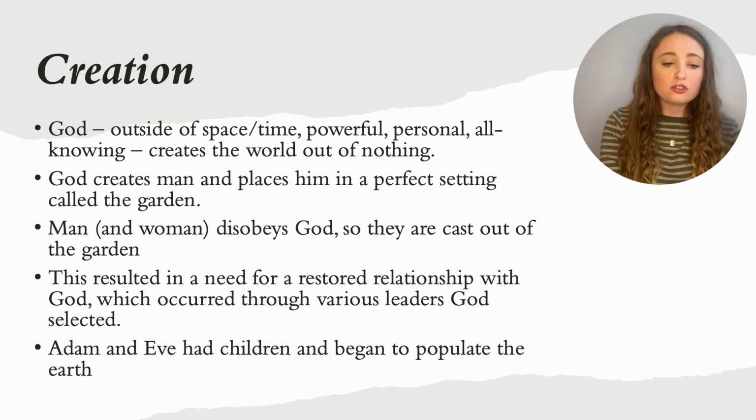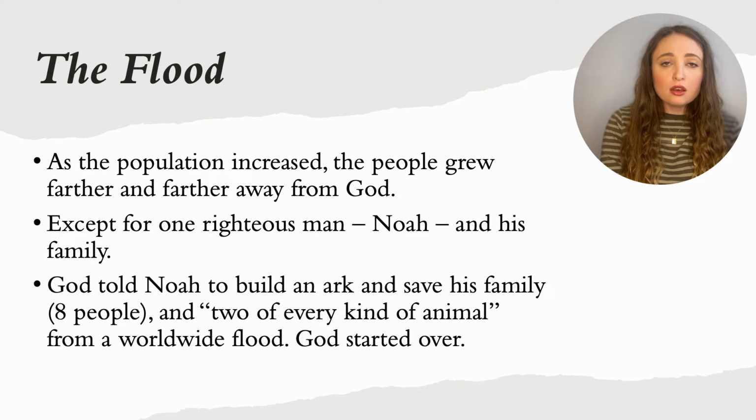So Adam and Eve had children, and the earth began to be populated. But then we come to the flood. So as the population grew, the people didn't get closer to God. They grew farther and farther away from God, except for one man and his family, and that was Noah. And so God told Noah to build an ark, or a very large boat, and to save his family and two of every kind of animal. And once Noah had built it and he got his family and the animals on the boat, God sent a worldwide flood.